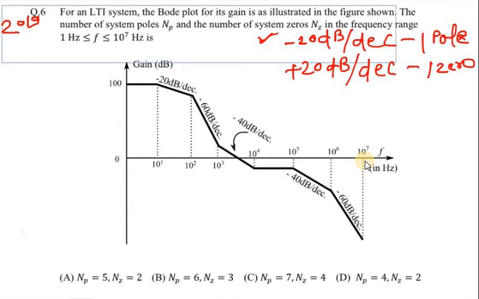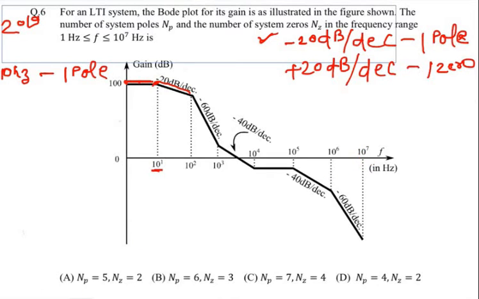So if you start from here, this is a constant plot. So this is the magnitude of the expression. Now from this, the slope is minus 20 dB per decade at 10 Hz. So minus 20 dB per decade means 1 pole. Okay, at 10 raised power 1 Hz is the corner frequency.